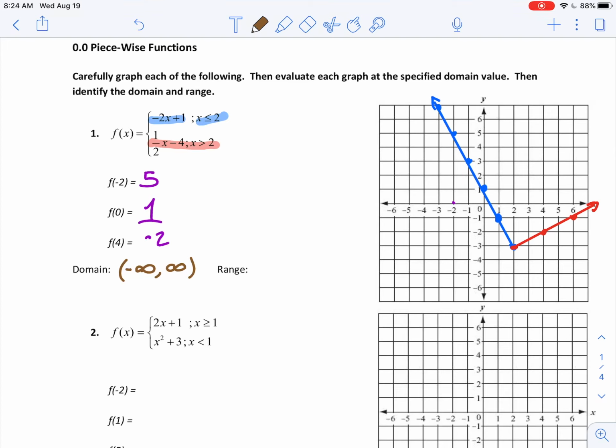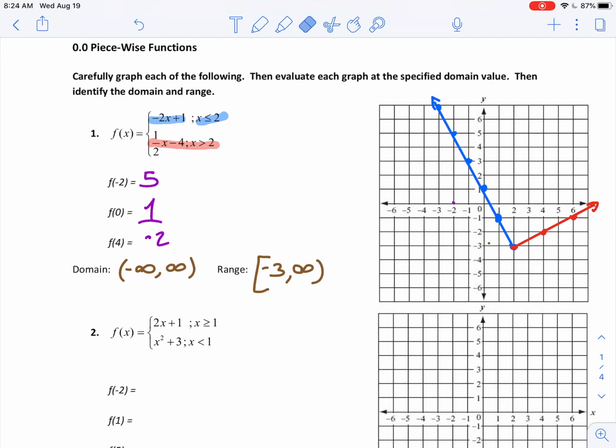My range, the range is the y coordinates covered by the graph. My lowest y coordinate is negative 3. And it is included, so there's a square bracket there. And then it does go all the way up. So my range is going to be from negative 3 to infinity. Again, infinity always has a parenthesis, and my negative 3 has a square bracket because it's included.